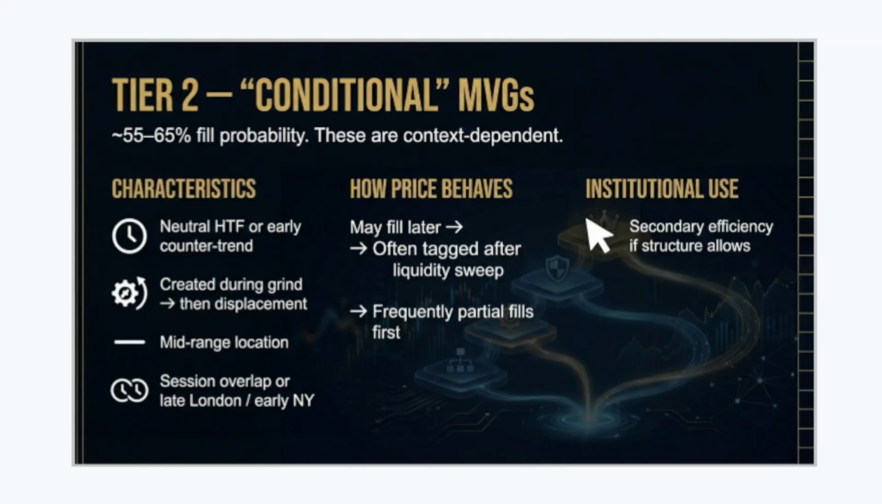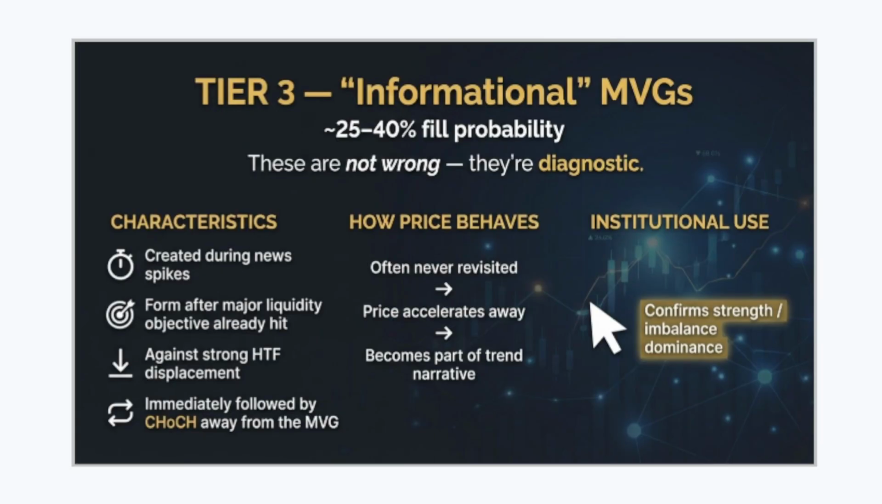Tier 2, conditional MVGs, have a 55 to 65% fill probability and are context-dependent. They are secondary efficiency objectives and often fill partially first or after a liquidity sweep. Tier 3, informational MVGs, have a 25 to 40% fill probability. They are diagnostic, not wrong. They often occur during news spikes or after a major liquidity objective is hit, confirming strength or imbalance dominance.